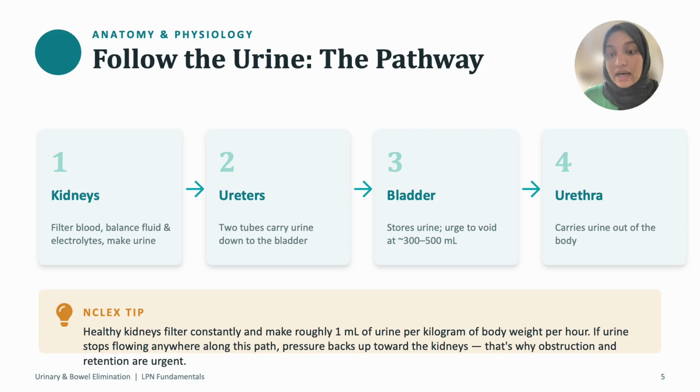Remember, anything that blocks this path backs pressure up towards the kidney, and that can damage it. So obstruction and retention are never wait and see, right? So we follow the route: kidneys to the ureters, to the bladder, to the urethra. If the urine is not able to come out, then it backs up, and what happens? Where does it go back? To the kidneys, right? And if pressure builds up in the kidneys, we can end up damaging our kidneys.